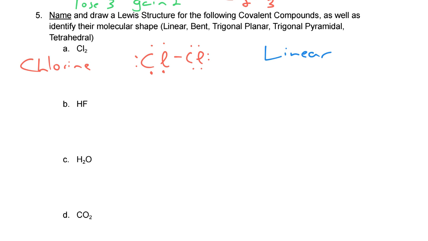All right, HF, we would call this hydrogen fluoride. Remembering to end in "ide" there. And our hydrogen has got that 1 valence electron, which will just bond up with fluorine's 1 valence electron. And again, just a single bond. This is linear.